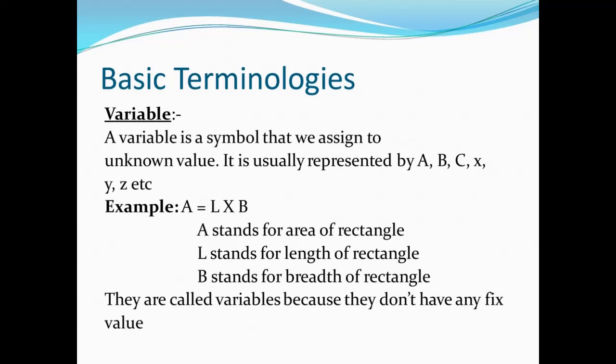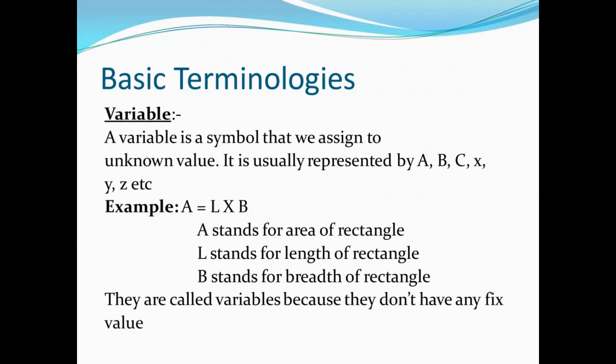So the very first terminology is a variable. What do you mean by a variable? The answer to this question is, a variable is a symbol that we assign to any unknown value. It is represented by alphabets. Alphabets may be either small letters or capital letters.